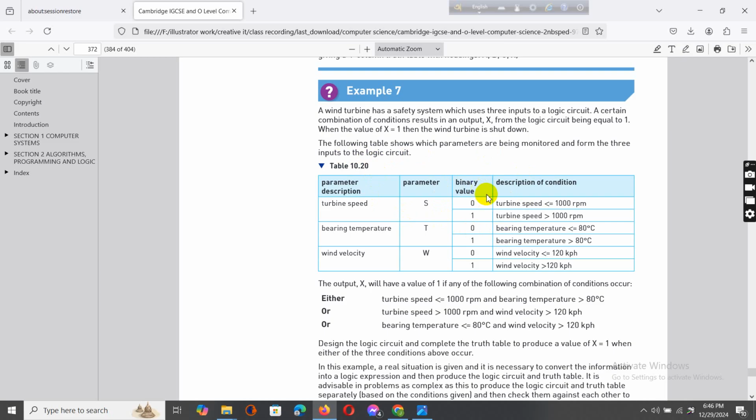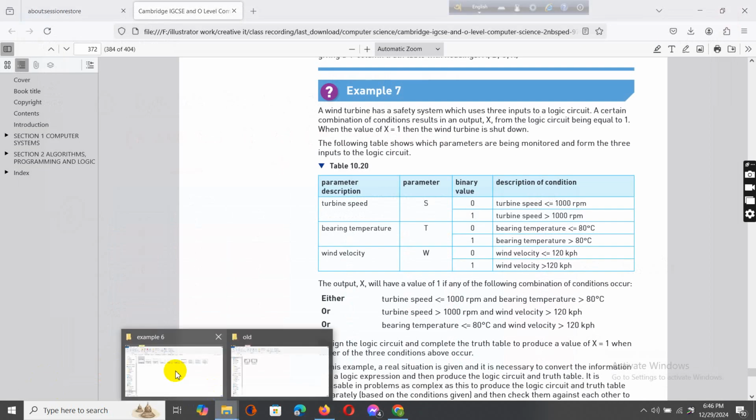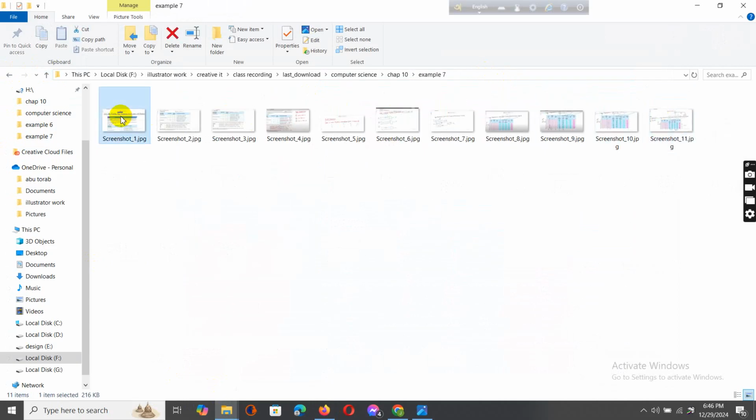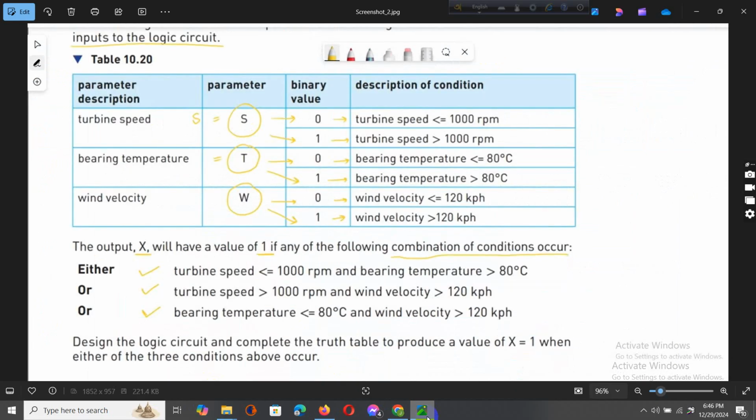This is our table. This is very important, so you have to understand this table. There are 3 parameters we see here: turbine speed S, bearing temperature T, wind velocity W. This is our input. So each input has two values, 0 or 1.